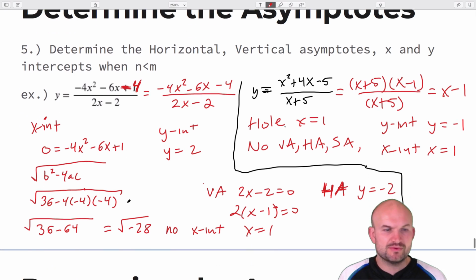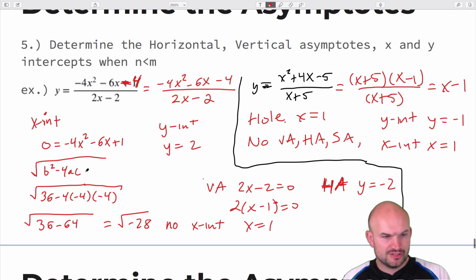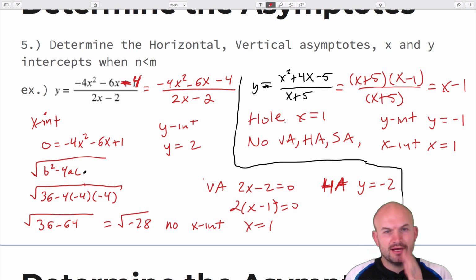So here's some examples we did. Same kind of thing, doing quadratic formula. Notice there's no x-intercept. Notice how I used the discriminant there. Looks like we found the y-intercept, the vertical asymptotes, horizontal asymptotes, right?